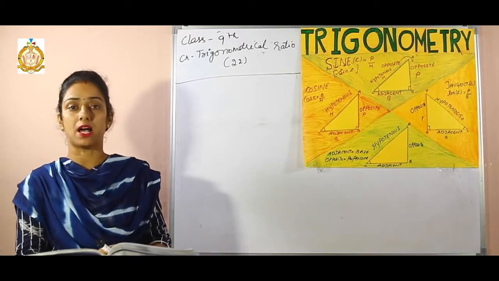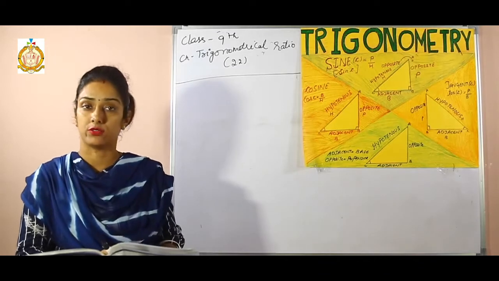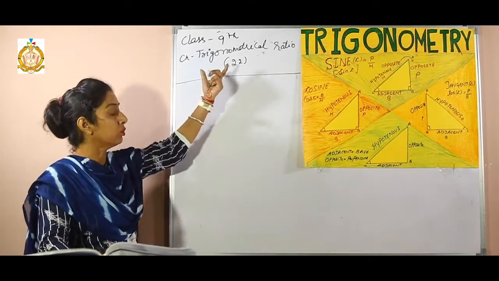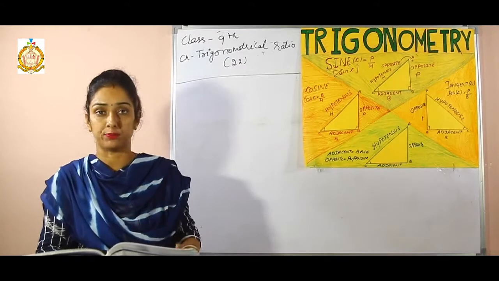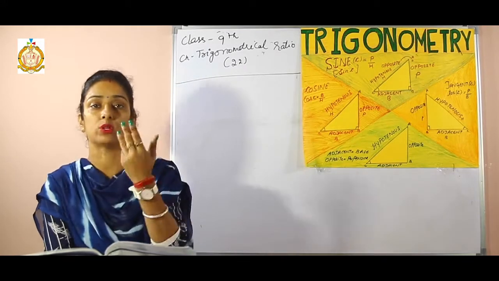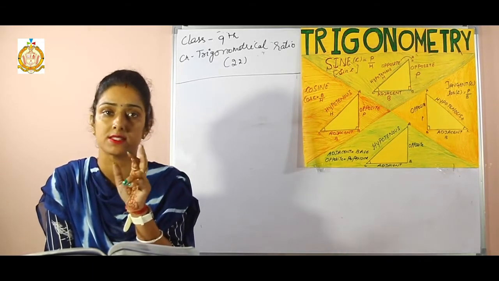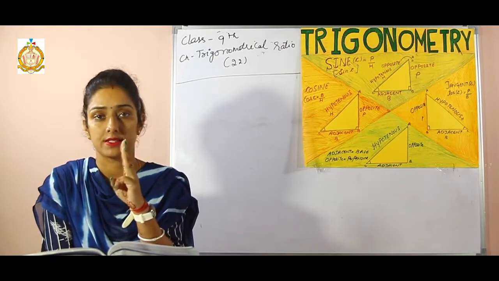Today we are going to start a new chapter of 9th class, that is trigonometrical ratios. First of all, we need to know the word trigonometry, right? Trigonometry means measurement of triangles. And what do we mean by triangles? Triangles means a three-sided shape, having three sides, right?